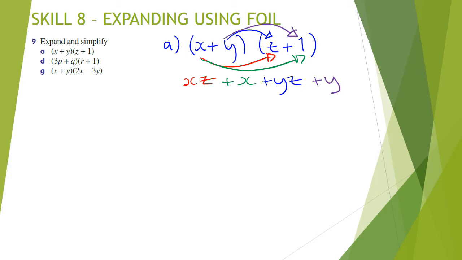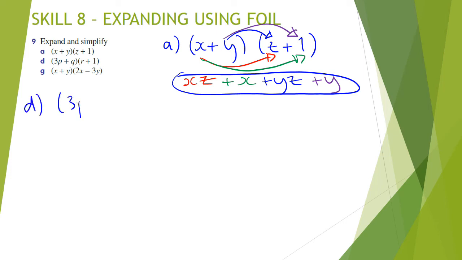Have we got any like terms? Doesn't look like it. xz is different from yz. X by itself, there's nothing like that, and there's nothing like y by itself. So this would just be our final answer here. We would have to leave that how it is because there's no like terms.